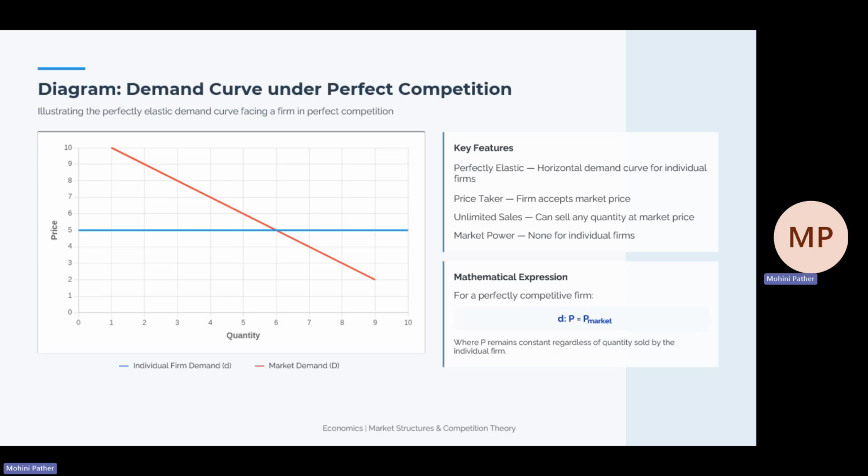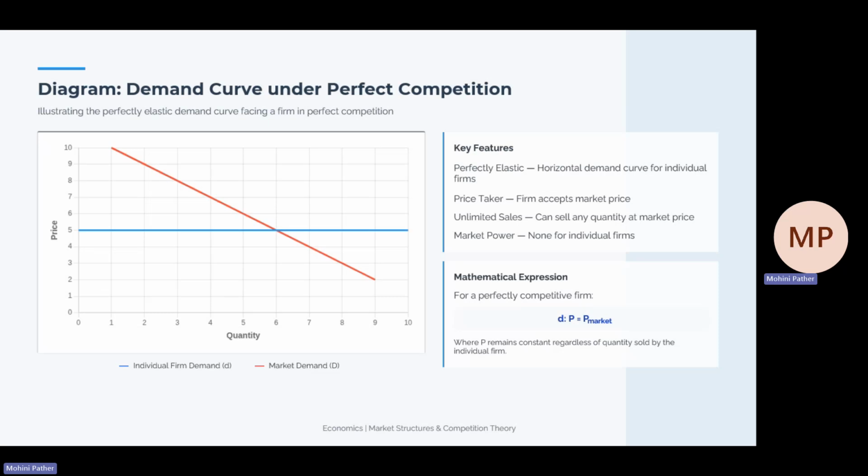The demand curve under this perfect competition. So here we illustrate the perfectly elastic demand curve facing this firm with perfect competition. So the key features of the firm facing this market environment is that you will have a perfectly elastic horizontal demand curve for an individual firm. So like we see that flat line, what it represents is that any shift in price will cause an infinite change in quantity. They will lose all of their customers.